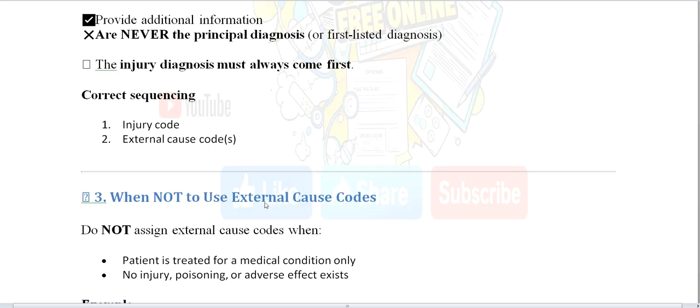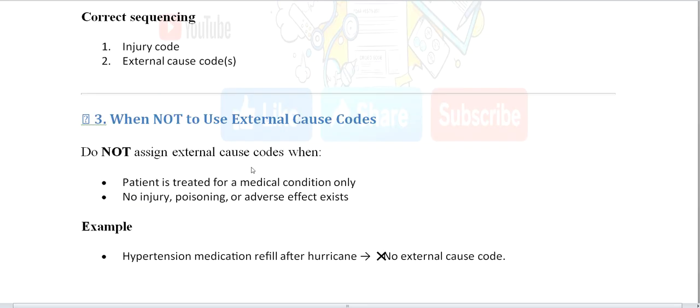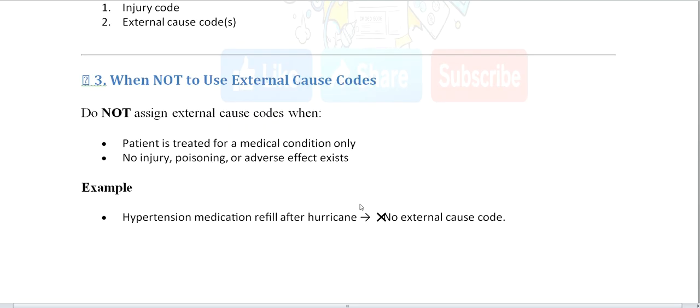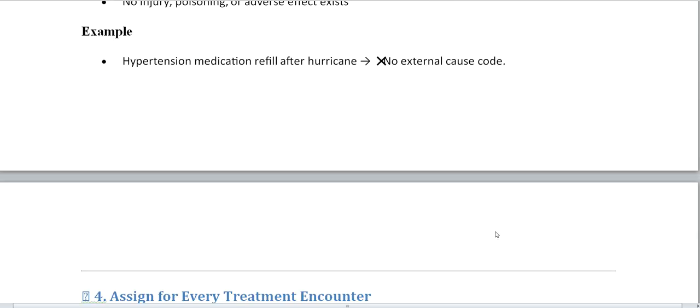So, when not to use external cause codes: do not assign an external cause code when the patient is treated for a medical condition only, with no injury, poisoning, or adverse effects. Example: hypertension medication refill after hurricane. So, no external cause code.